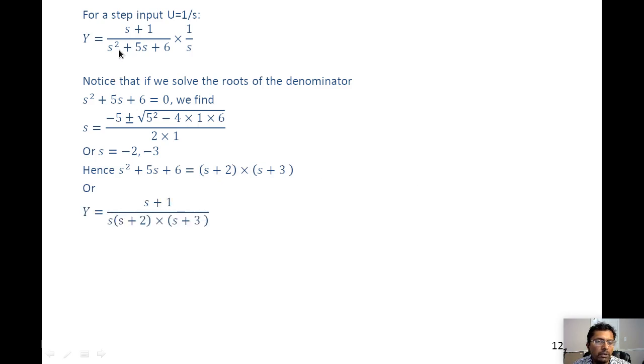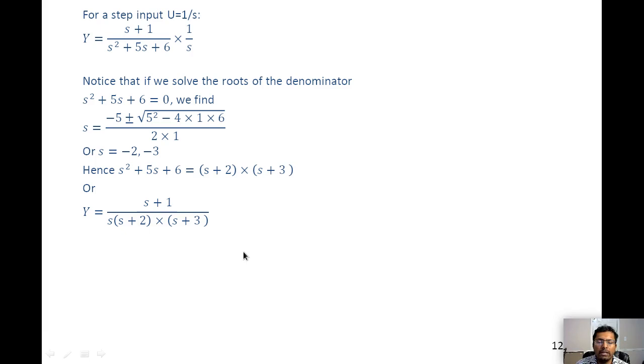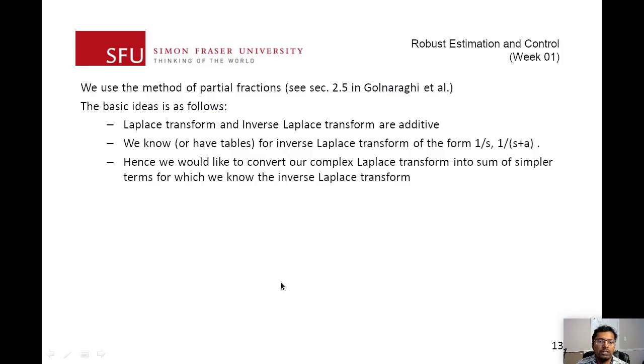So the equation y of s should be s plus 1 over s times s plus 2 times s plus 3, the denominator. This again doesn't solve because the Laplace transform doesn't really have multiplications either. So the next thing is we need to figure out how to convert this into a sum of Laplace terms, which we know how to solve. This is where the method of partial fractions comes in.